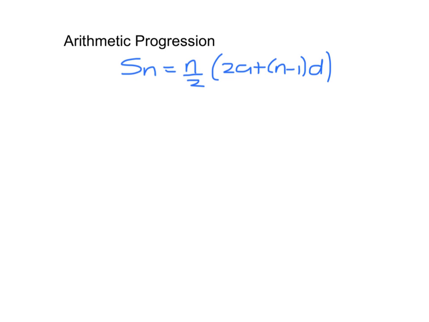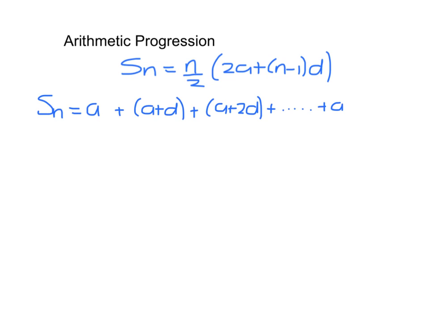First proof is the sum for an arithmetic progression, and to prove this formula we write the arithmetic progression out. So a sum would be the first term plus the second term plus the third term right up to the last term.